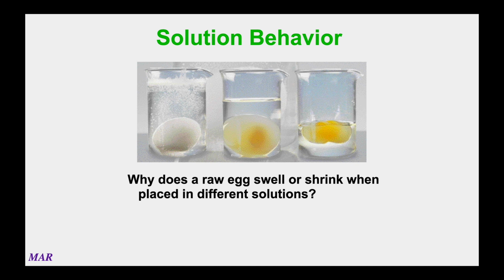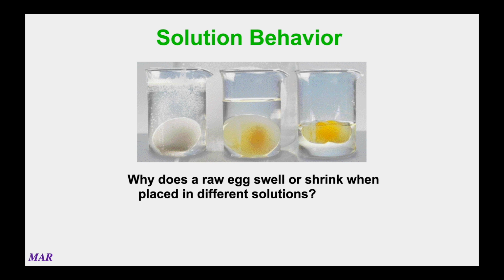And when the shell is gone, you have what looks like the middle beaker. You have just the membrane, but the shell is gone. And then what's really interesting is that in the middle beaker, they added water to the egg membrane, and you can see that it got pretty big. In the right-hand side beaker, instead of adding water to the membrane, they added corn syrup, and corn syrup actually made the membrane shrink.